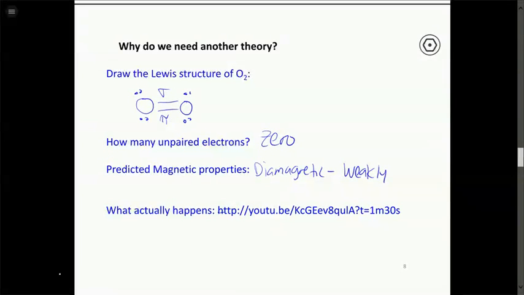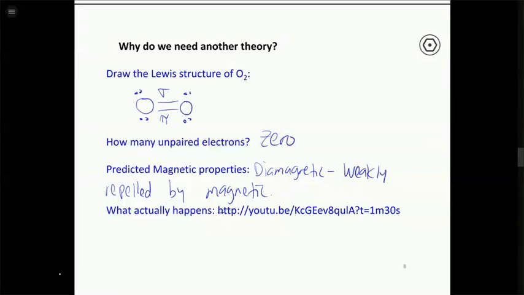Which means that the compound will be weakly repelled by a magnetic field. All right, so there are 2 basic magnetic properties. Diamagnetic means it has very little interaction with magnetic fields, but would be weakly repelled. Paramagnetic, which we'll talk about later, means that it's attracted to a magnetic field. All right, so then we have this prediction for valence bond theory.